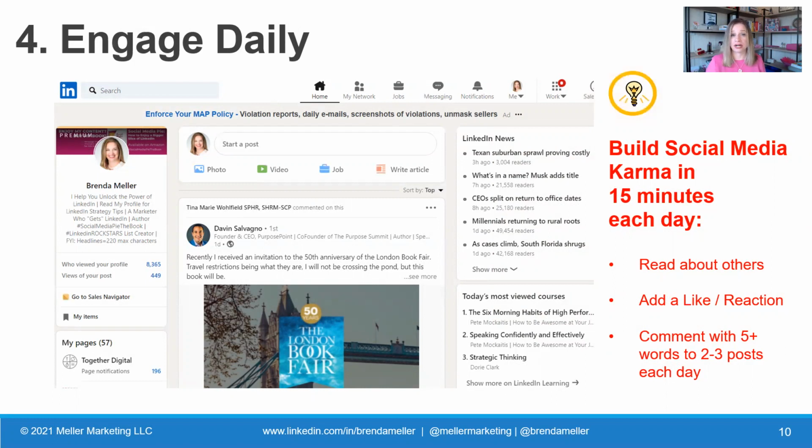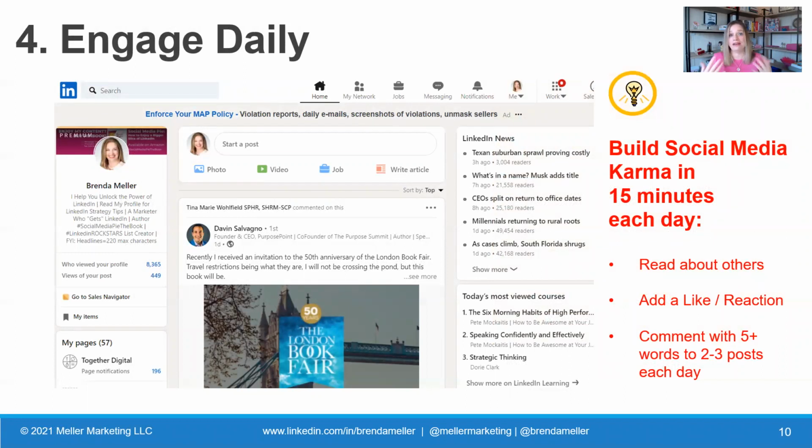Those aren't really triggering the algorithm to show that post to more people. But when you do 5 or more words, and even maybe a sentence or 2, that post is going to get more engagement. That post is going to get more views. And the other people reading the post are going to see your long comment in there. I encourage you guys to build this social media karma.